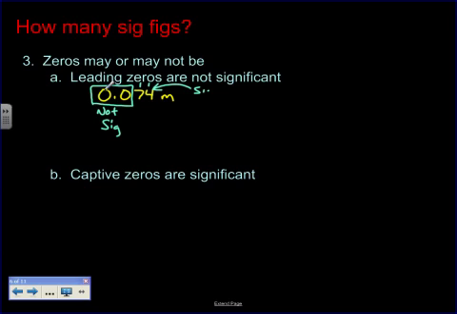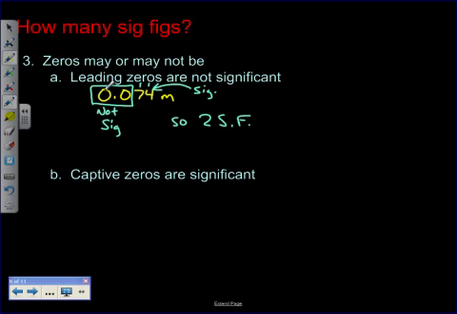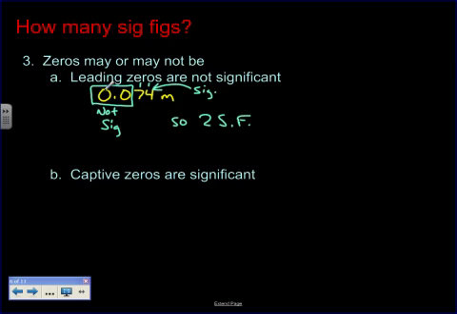So we count the non-zeros, the 7 and the 4. Those are significant. So that means we have 2 sig figs in this particular problem. So 0.074 has 2 sig figs. The next part of that rule, where we're trying to figure out zeros that may or may not be significant: leading zero is easy, never count.